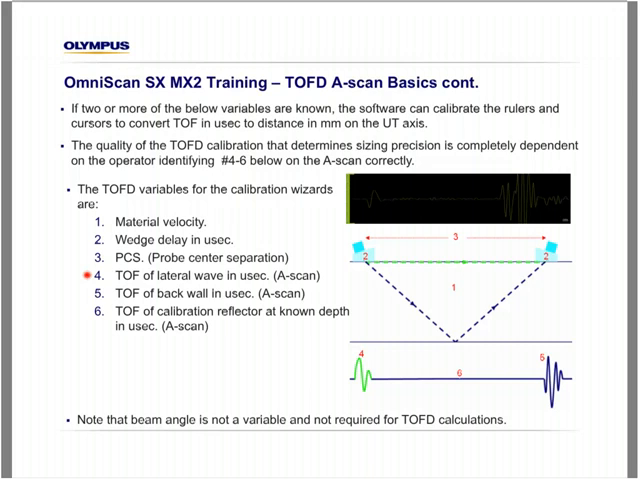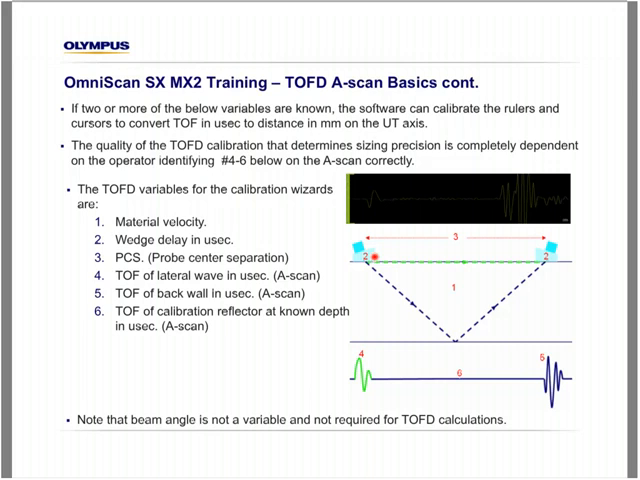Note that the beam angle is not a variable that's used in Toth. The only reason it exists in the software is to record the probe angle used during the inspection. The material velocity, for carbon steel, is going to be a constant, not a variable. The wedge delay, which we're going to talk about in more detail during the calibration, should be known to the operator prior to the inspection.